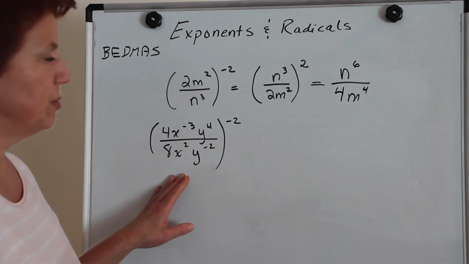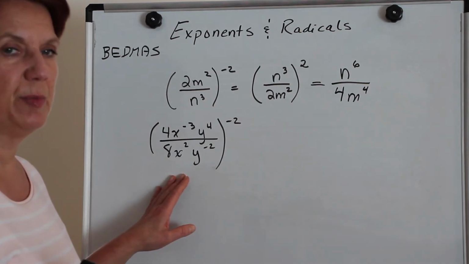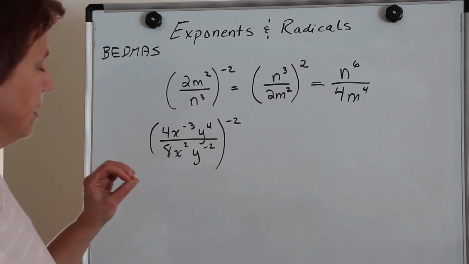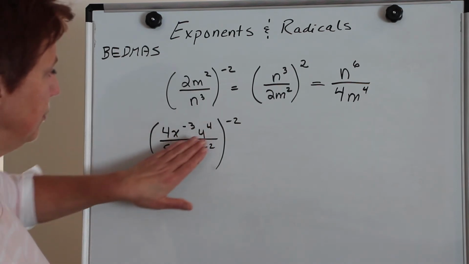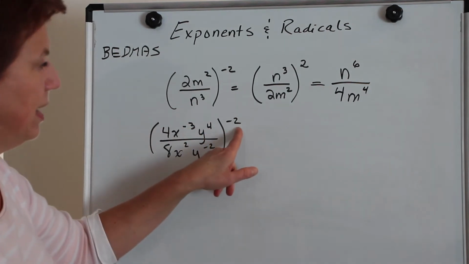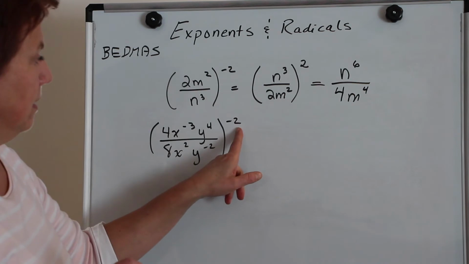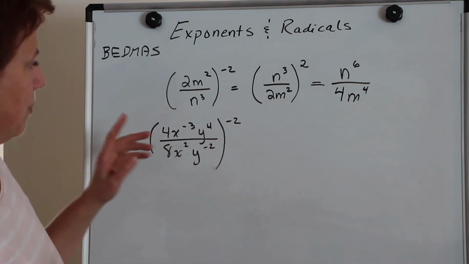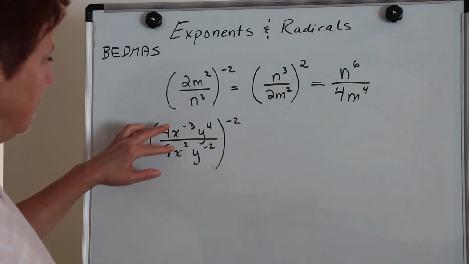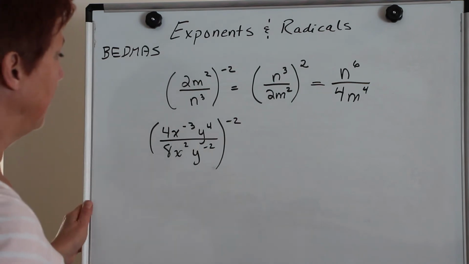This one looks really nasty, but it's actually not as bad as it looks. So the first thing that I want to do here is simplify what's inside the brackets and ignore that entirely. And that brings up a very important concept here with negative exponents when you're dividing them.